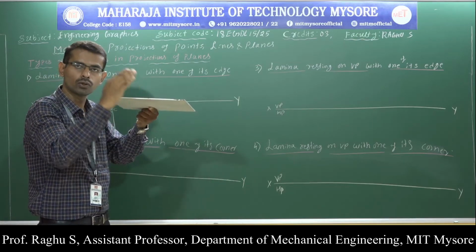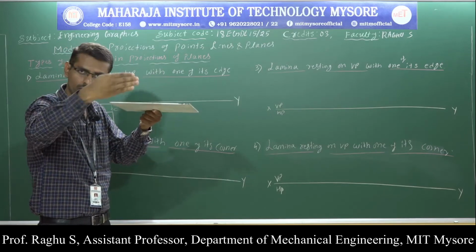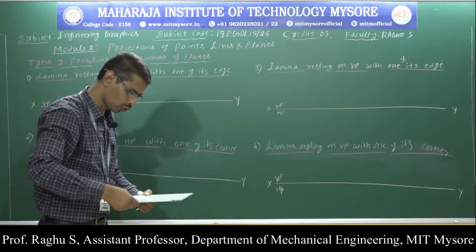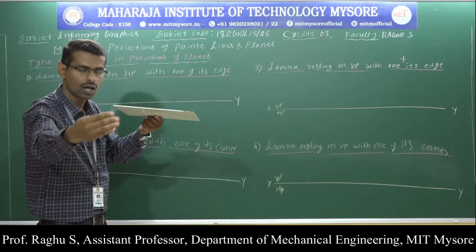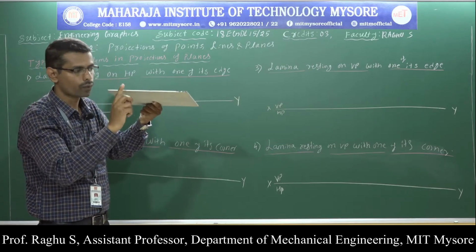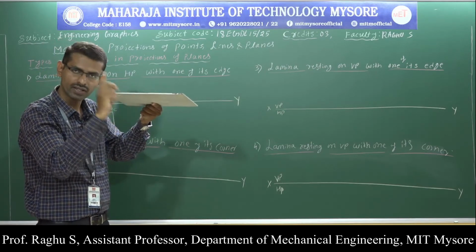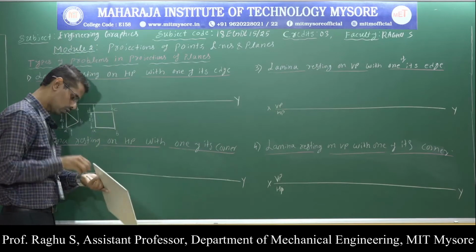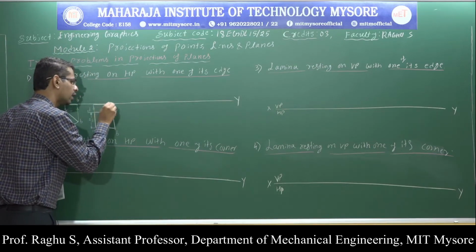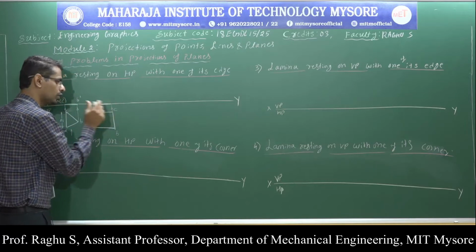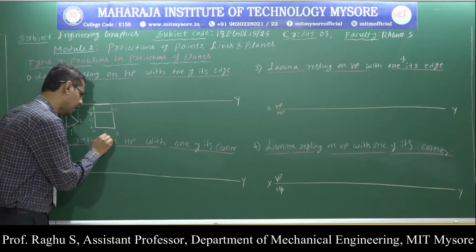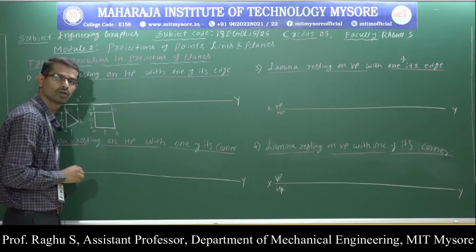I cannot see the complete view in the front. I can see the square shape in the top, but in the front I can see only a line. That means the front view of the square lamina is a straight line. The gap between the two projection lines represents the front view. Now, this is the direction of view.